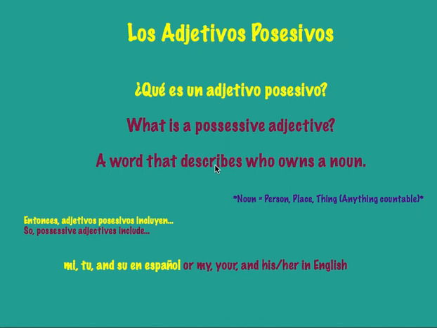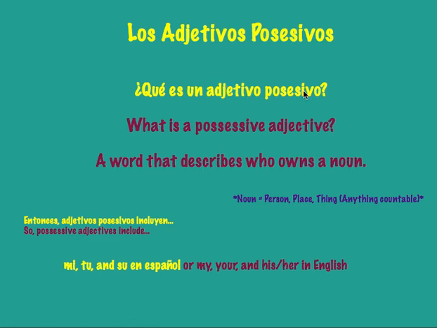Today's lesson is on los adjetivos posesivos, the possessive adjectives. ¿Qué es un adjetivo posesivo? What is a possessive adjective? Well, let's think about it. Adjectives are words that describe or define a noun. Possessive means having to do with ownership or who something belongs to. A word that describes who owns a noun is a possessive adjective.